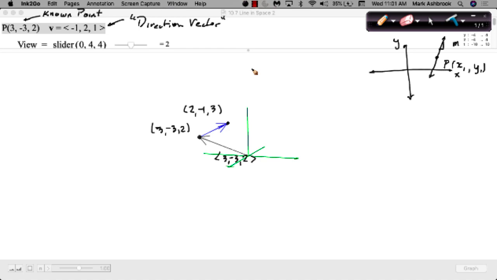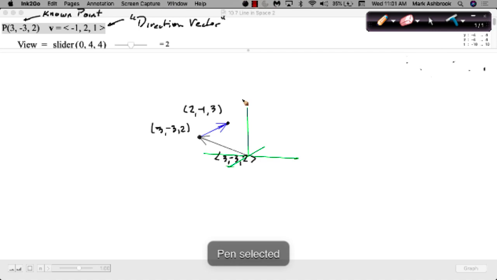So how can I get still a third point? What could I do to generate another point? Add it again. So he wants to put another direction vector starting there. And what's that the same as doing? Scaling this vector by how much? By 2. So now I can take that direction vector and scale it by 2 and add it to my known point. And what point will we get then? So here we are at 2, negative 1, 3. And it would be, what, 1, 1, 4? Is it 1, 1, 4?